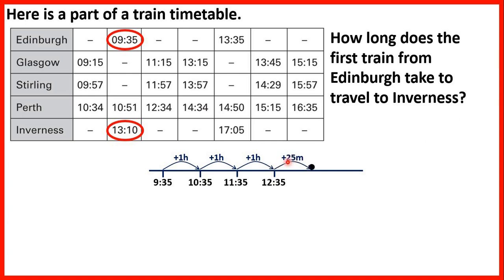Well, if we count on 25 minutes, that takes us to 1 o'clock in the afternoon, because there are 60 minutes in an hour, and 35 plus 25 is 60. And then to get to 1:10 or 13:10, we just need another 10 minutes. So altogether, that's 3 hours, and then 25 plus 10 is 35 minutes. So the first train takes 3 hours, 35 minutes.